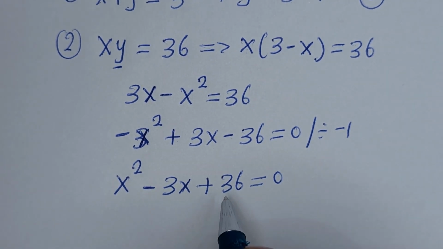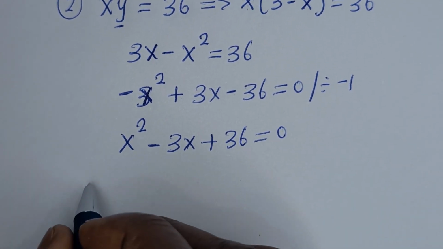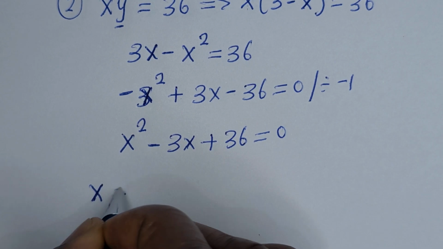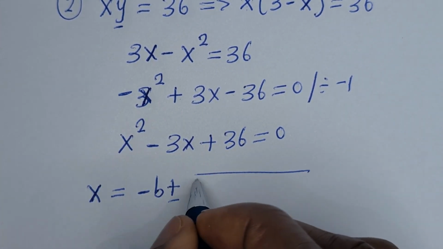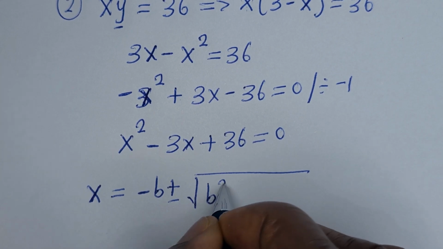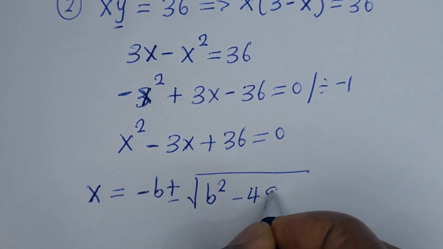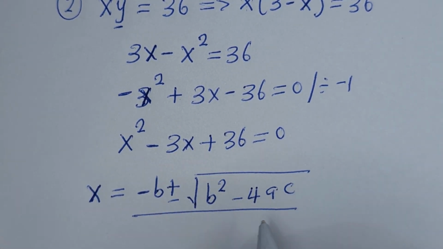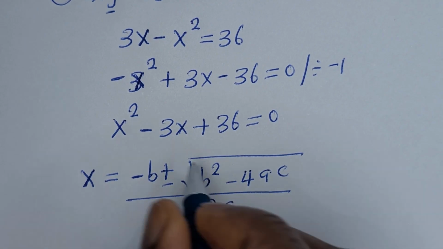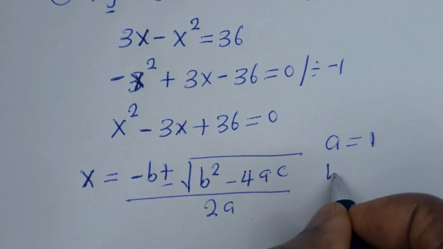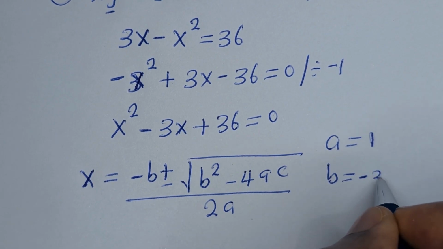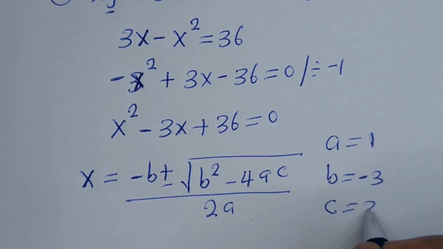This is a quadratic equation. Let us solve this using the quadratic general formula. x is equal to negative b plus or minus square root of b square minus 4ac over 2a. And from this equation, a is equal to 1, b is equal to -3, c is equal to 36.